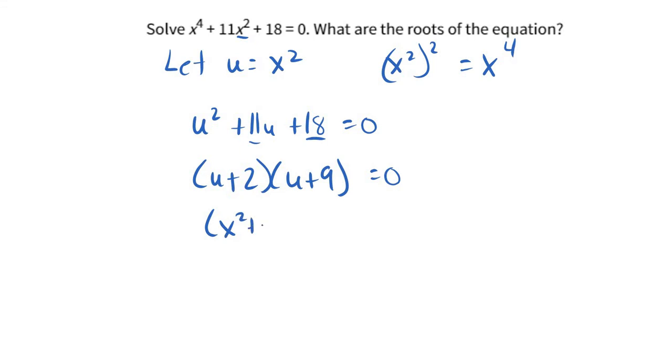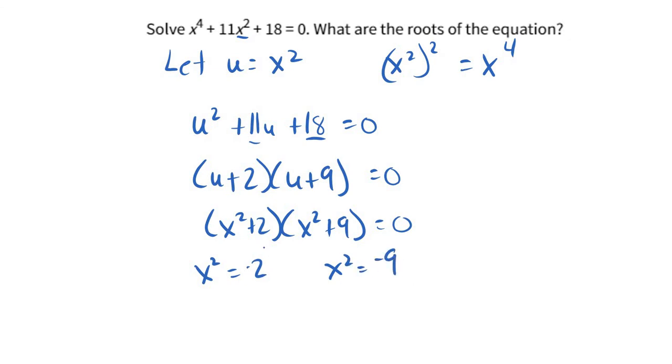So (x squared plus 2)(x squared plus 9) equals 0. So now let's set these equal to 0 and solve. So x squared could equal negative 2. x squared could equal negative 9. Take the square root of both sides, right? You're going to get plus or minus.